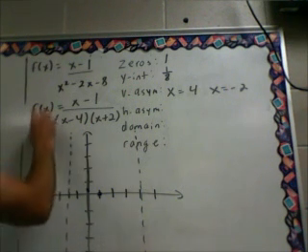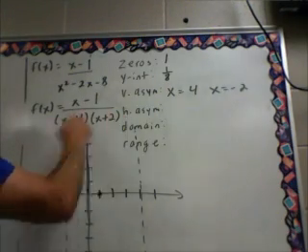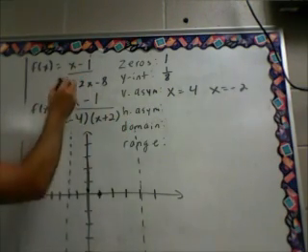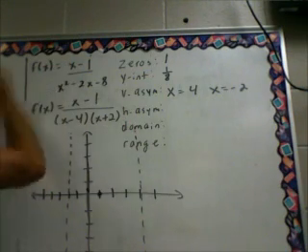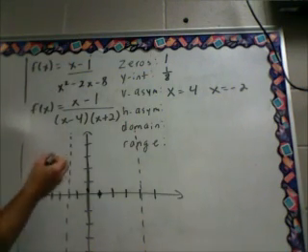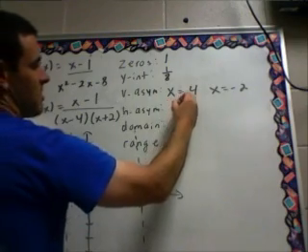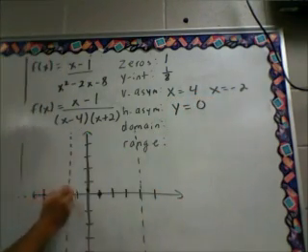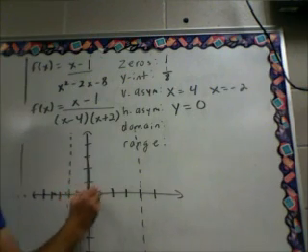A horizontal asymptote. It's best to look at the original problem. This is the case where the degree on the bottom is bigger than the degree on the top. So if you look back at your notes, that would be a horizontal asymptote of 0. So 0, right through here.